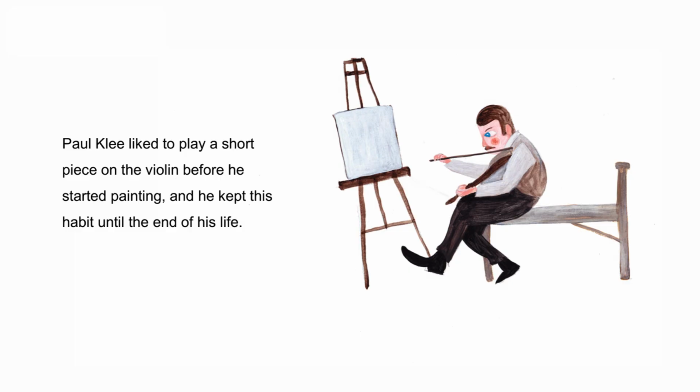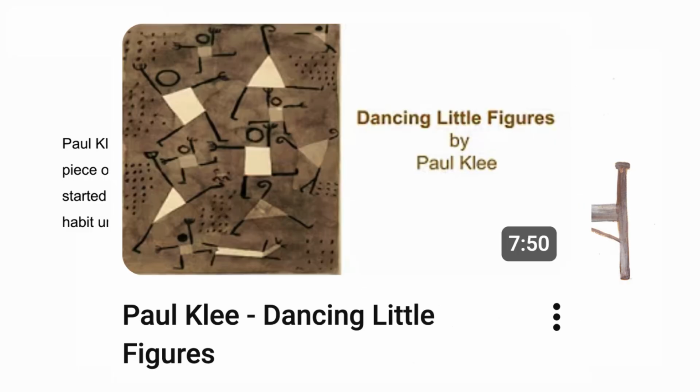Paul Klee had a unique habit when he was painting. He liked to play a short piece of music on the violin before he started painting, and he kept this habit until the end of his life. If you want more history about Paul Klee, you can watch the previous video to learn more.